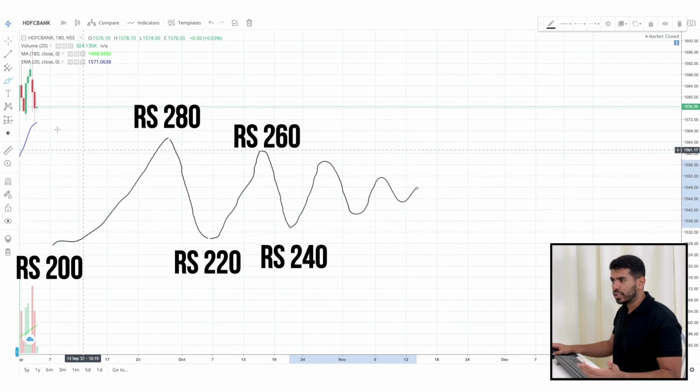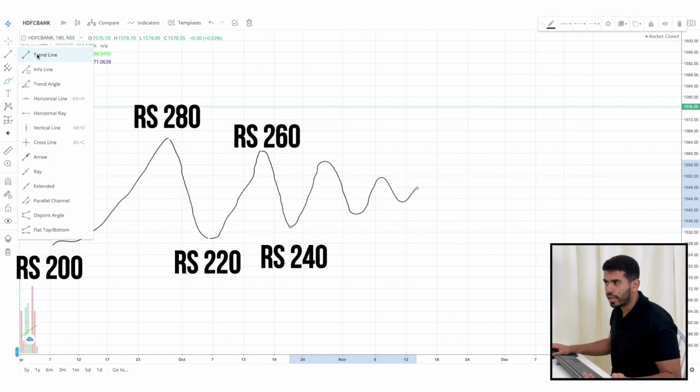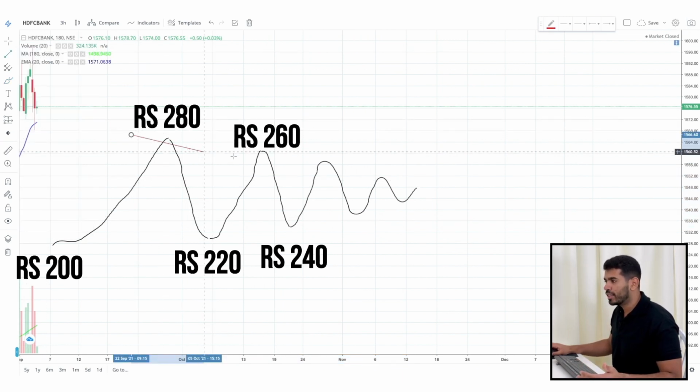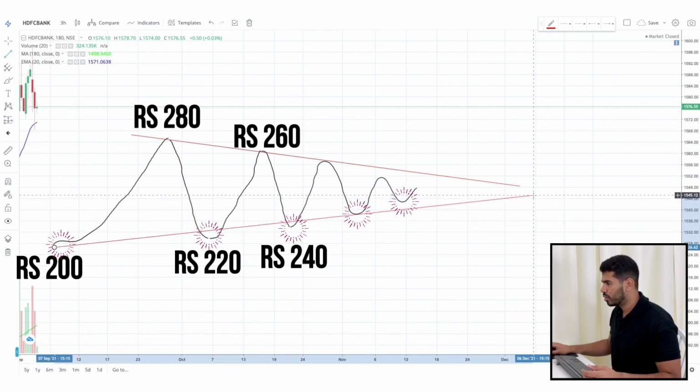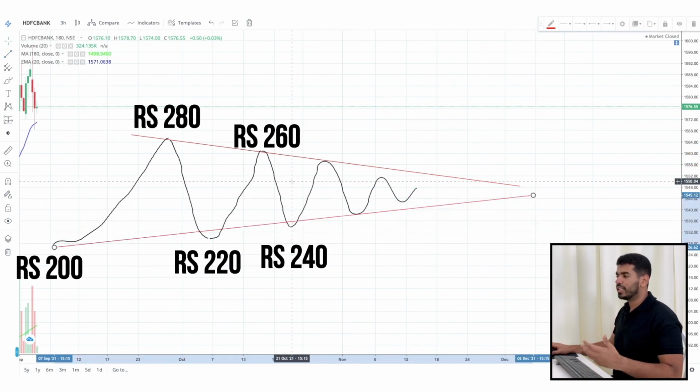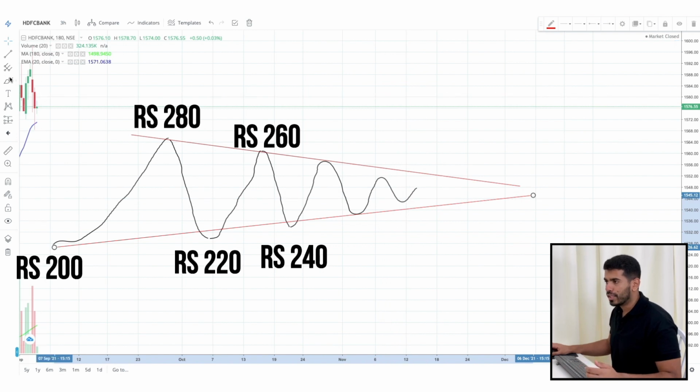If you now draw a trend line on it, if you connect these lines, you will see a triangle getting formed. So you start seeing a triangle forming, and this particular pattern keeps continuing.